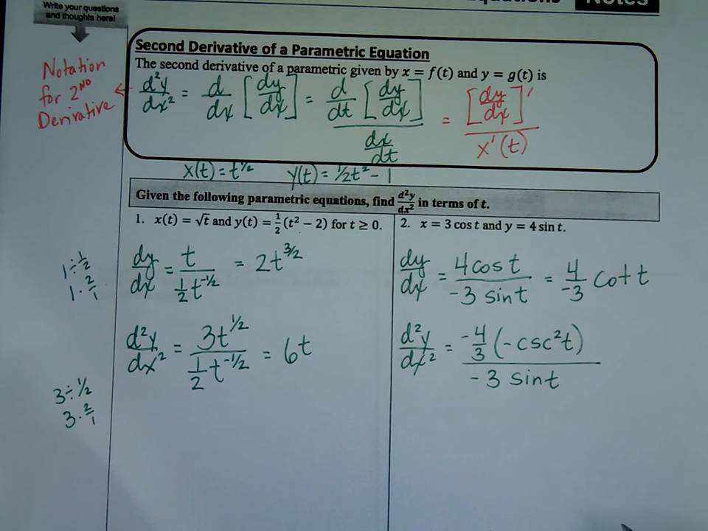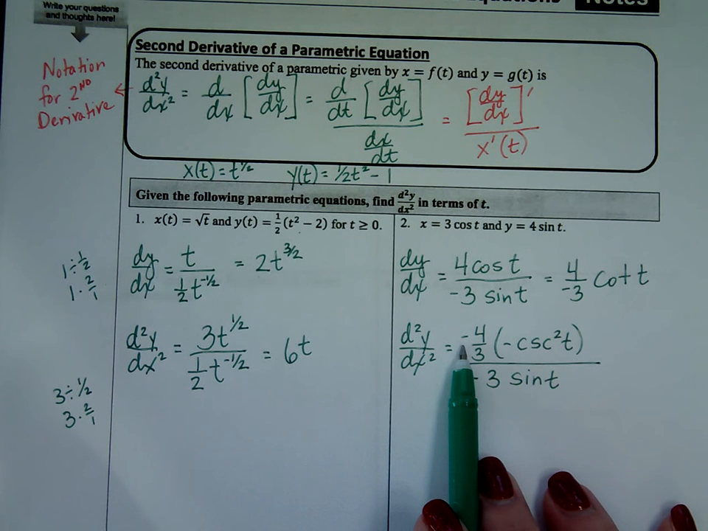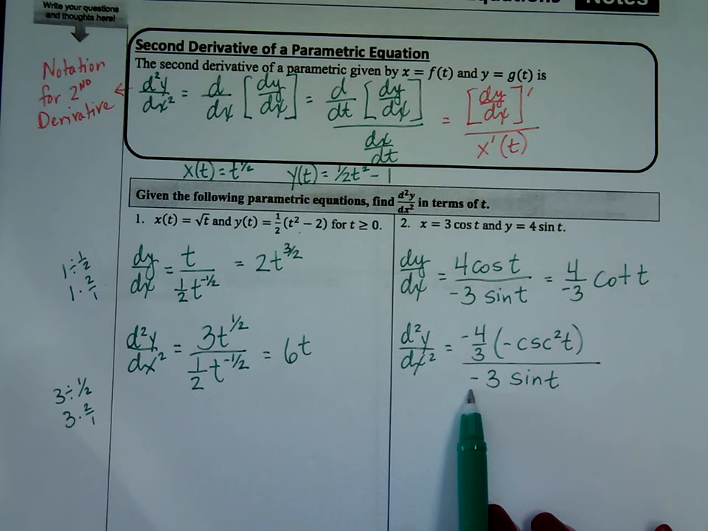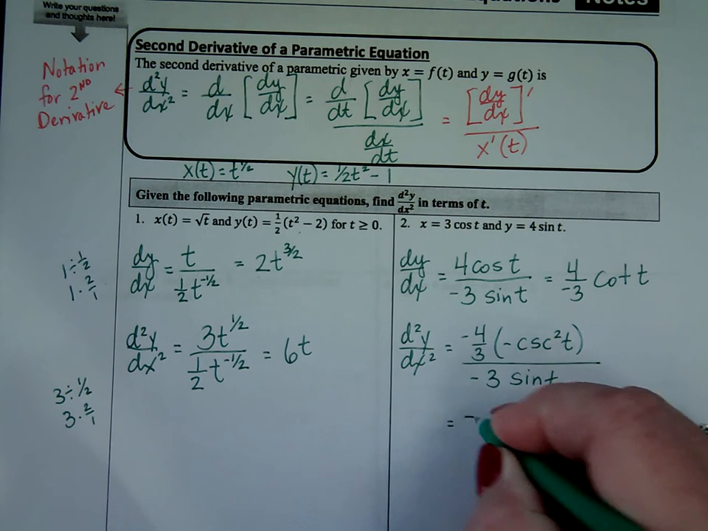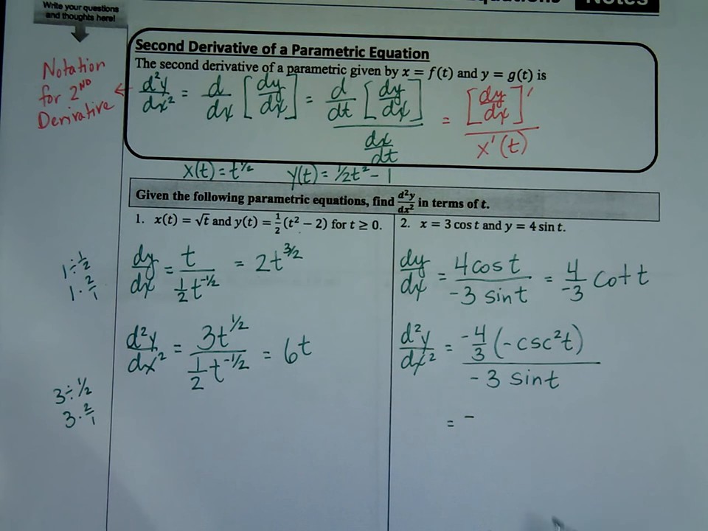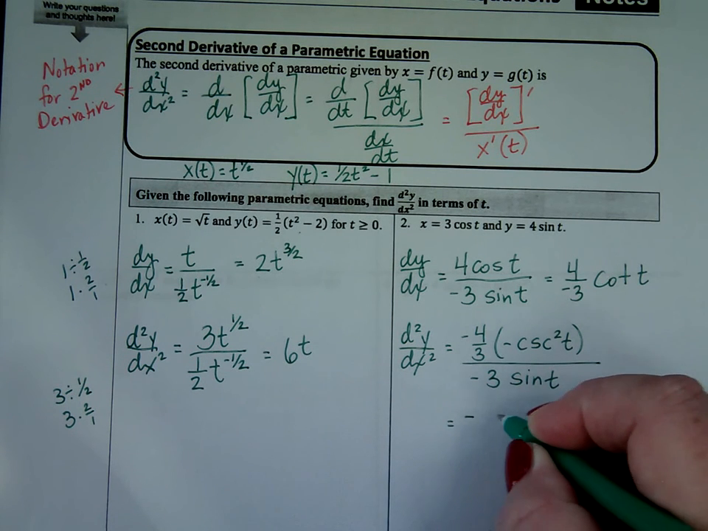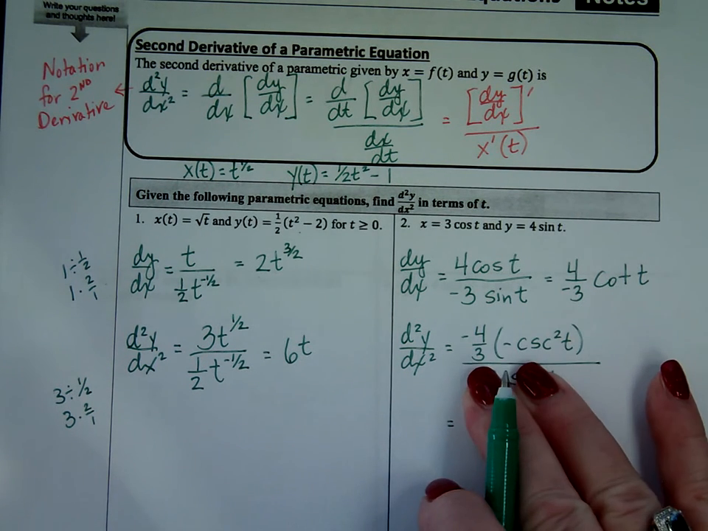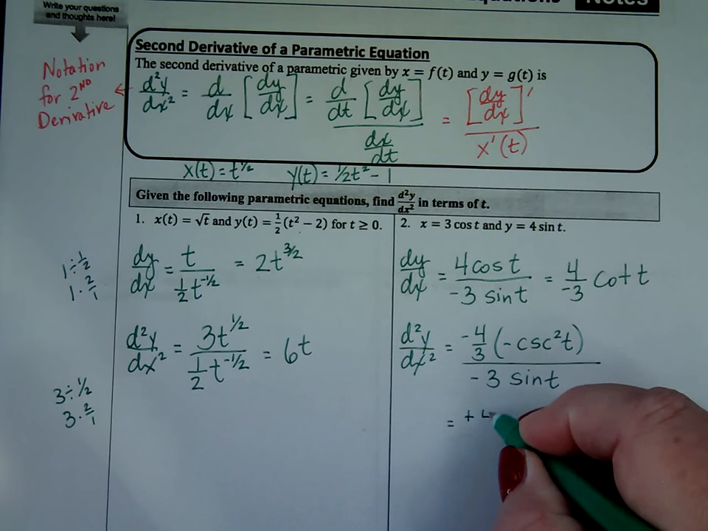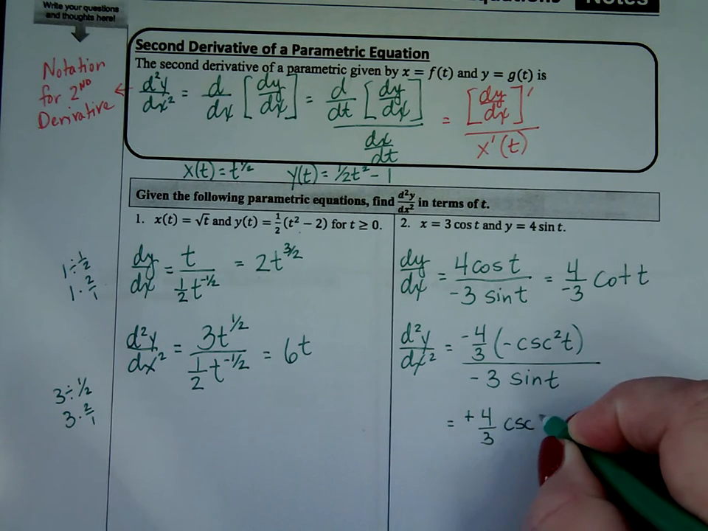So here's the first thing that I notice about this whole hot mess. I have a negative and a negative, which makes a positive, but that positive is being divided by this negative, so ultimately I'm going to have a negative answer. What is 4/3 divided by 3? Actually, maybe this one I want to do a little differently. I'm just going to take the numerator first. Negative times negative is positive. I have a positive 4/3 cosecant squared t.